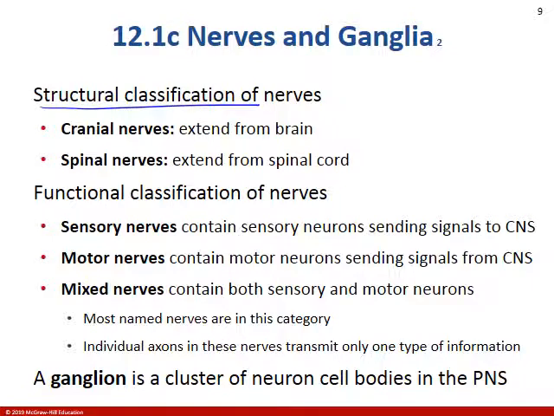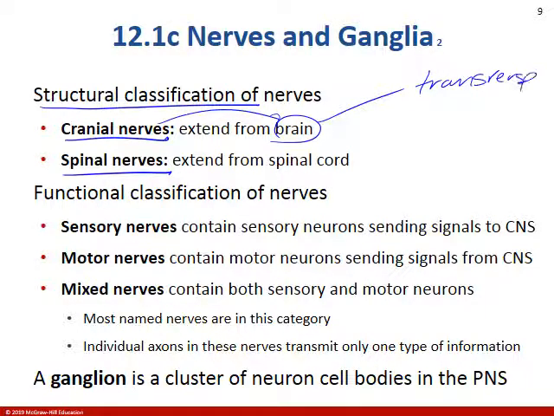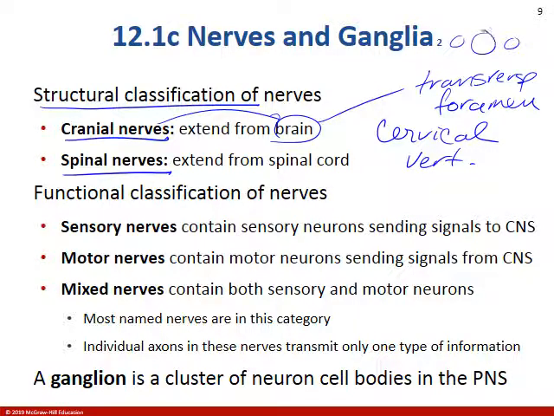If we look at the structural classifications of nerves, we also have cranial nerves versus spinal nerves. Cranial nerves extend from the brain. Do you remember the transverse foramen in the cervical vertebrae? Remember we have the vertebral foramen, and then in the transverse process we have these two extra holes. That's where the cranial nerves are going to travel or be found as they're extending from the brain to various body locations.